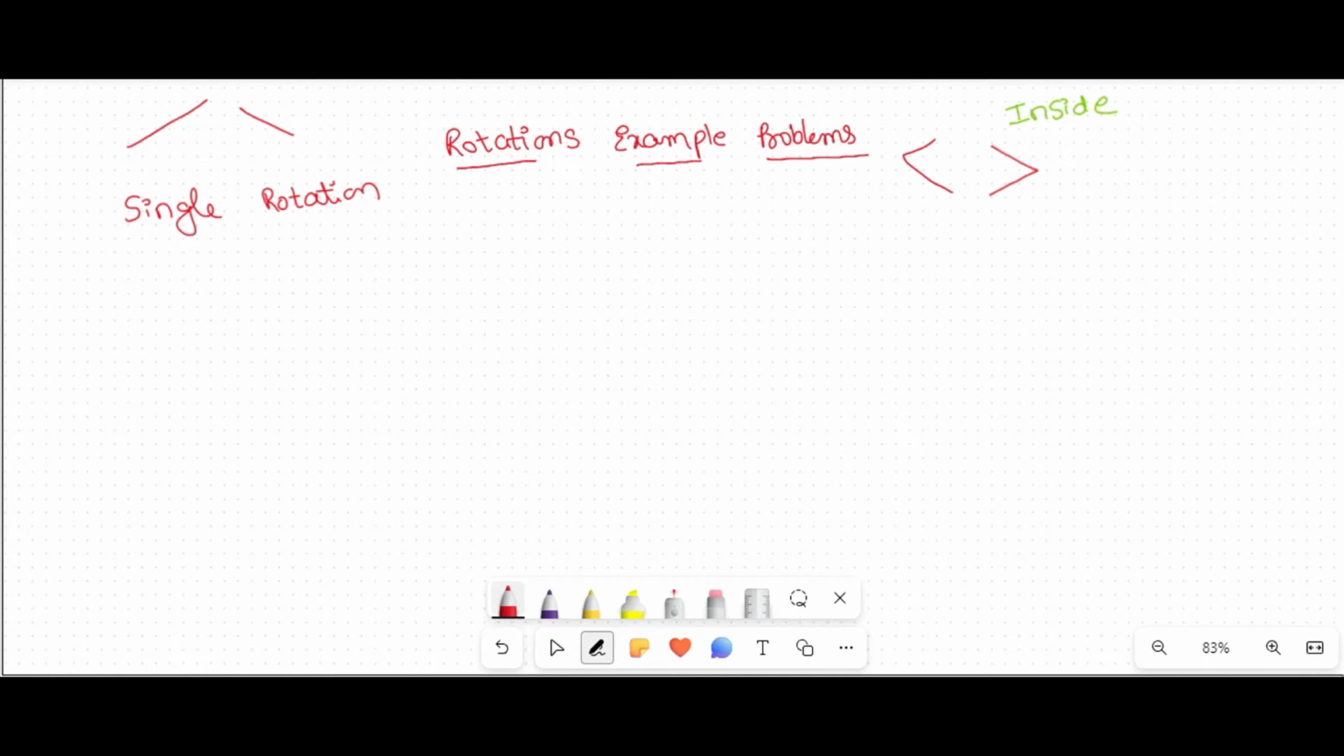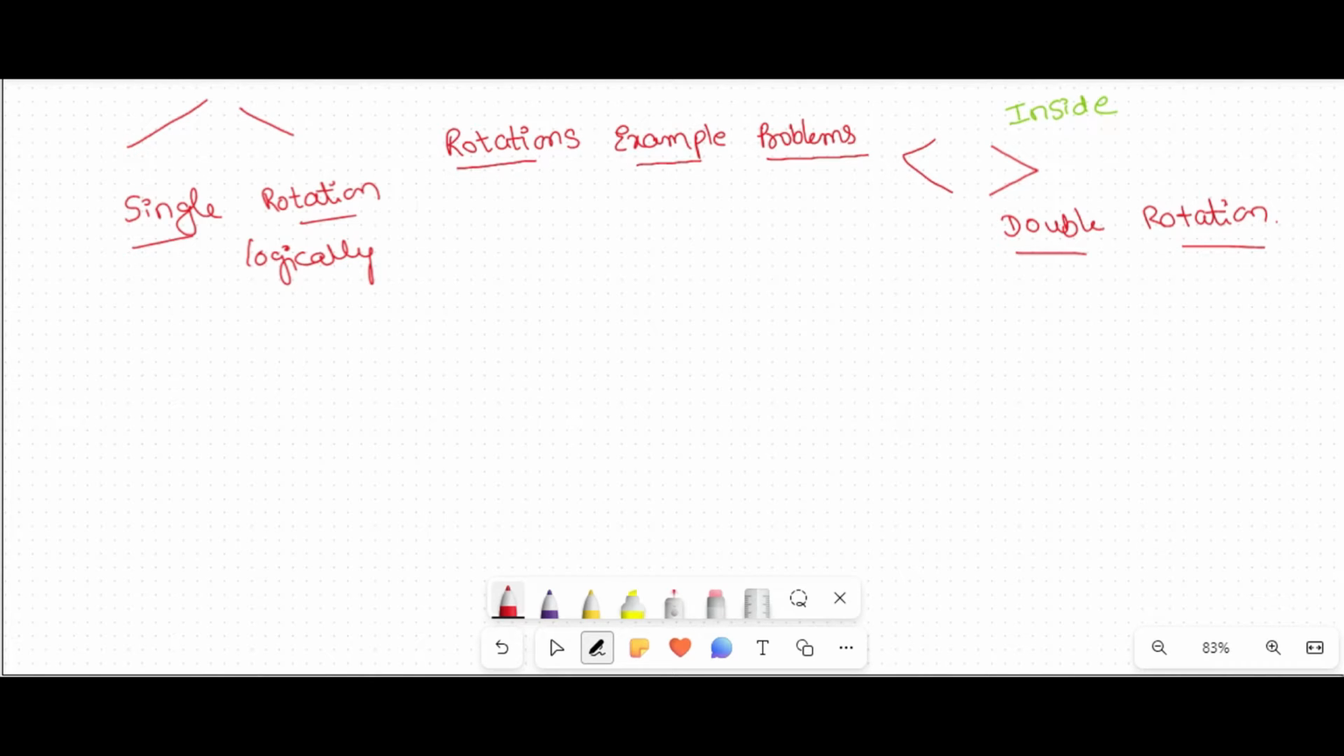Now, programmatically or logically, when can we apply the single rotation? And again, programmatically, when can we apply the double rotation? We will go through this with examples.